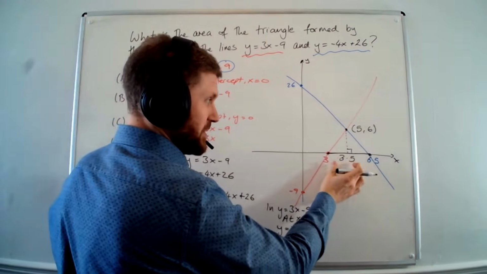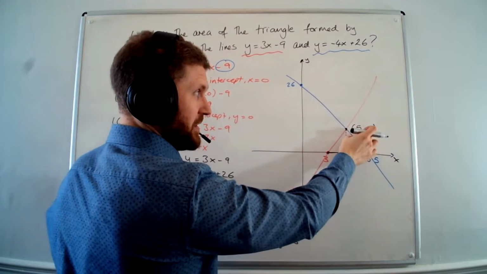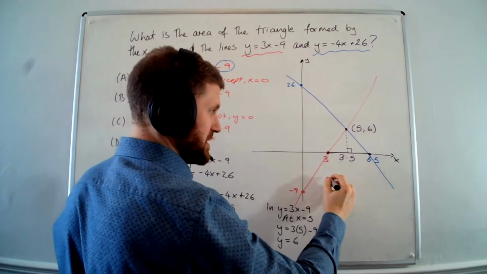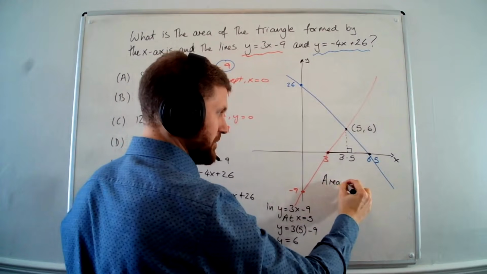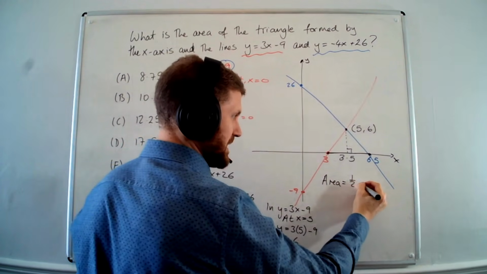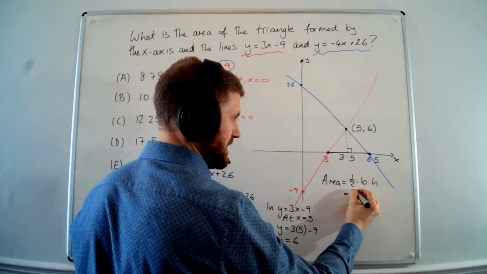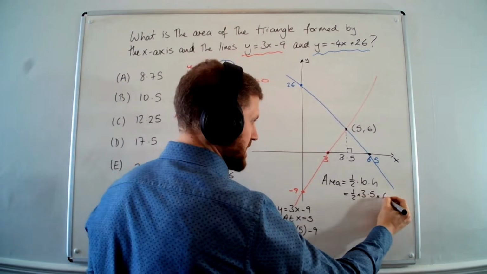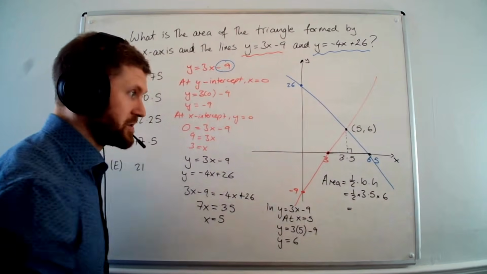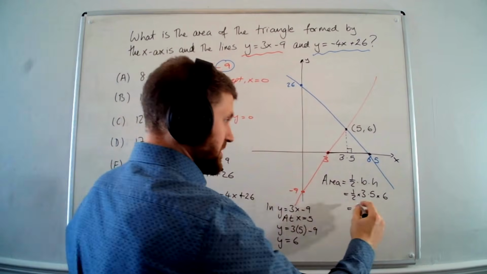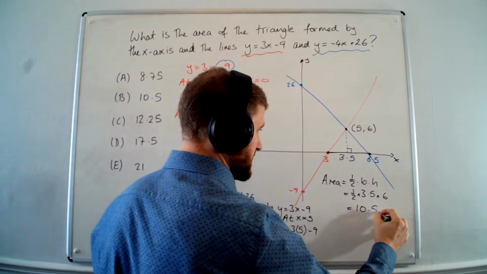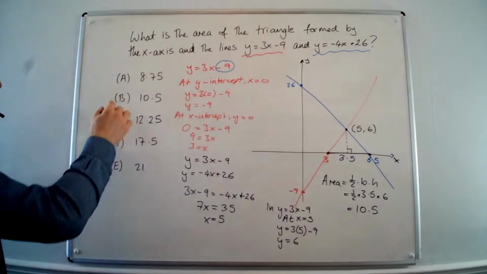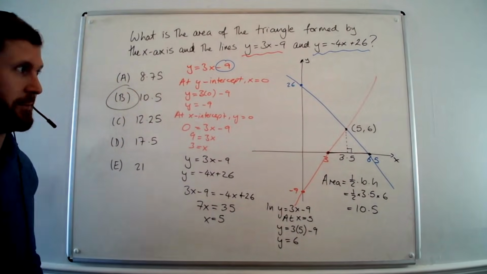because that gives me the base of my triangle is going to be 3.5. The height of my triangle is the y-coordinate, that's going to be 6. So the area that I wanted all the way at the start is a half times the base times the height. So a half times 3.5 times 6. That's going to be 21 divided by 2, or 10.5. And so the answer to this question is going to be B.